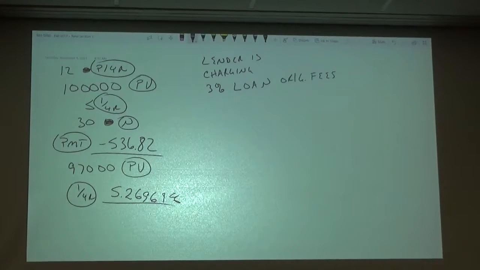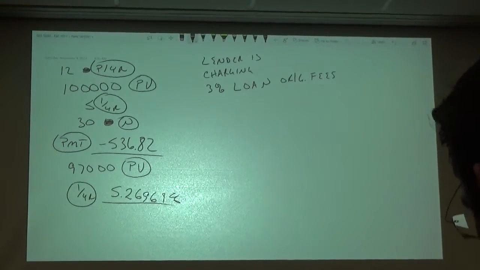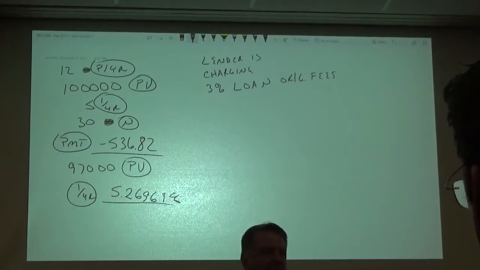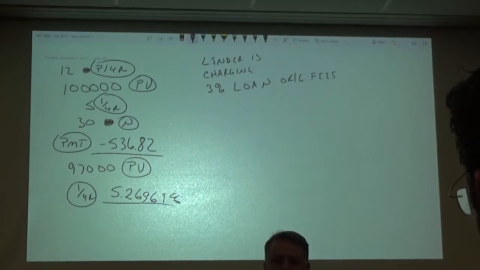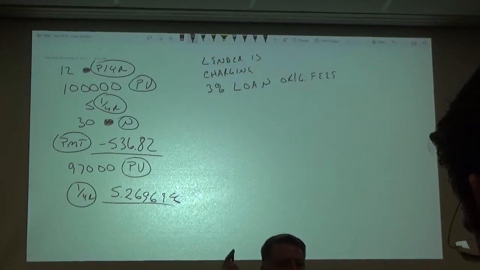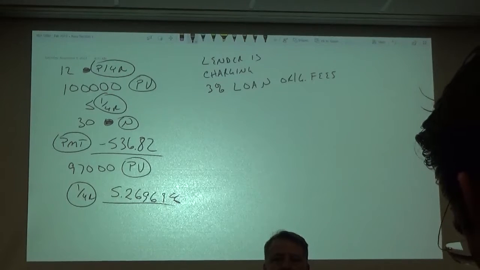Now, we talked about this a little bit last week. What would happen if I paid off the loan early? Now, we're not talking about the prepayment penalty. We are simply talking about the impact on my yield with this loan origination fee. What would happen to this if I paid off the loan, let's say, at the end of year one? What's going to happen to this number? Is it going to stay the same? Is it going to go up? Is it going to go down? It's going to go up.